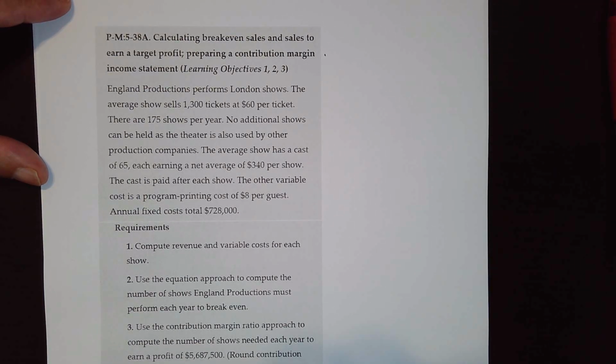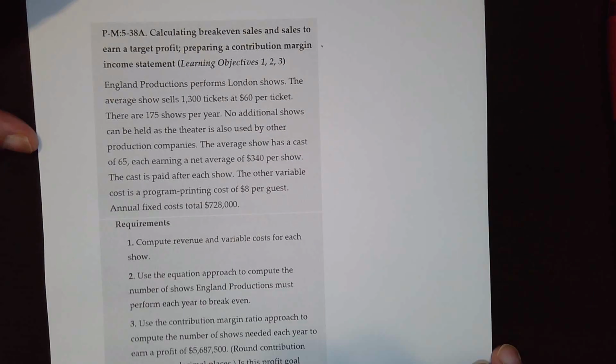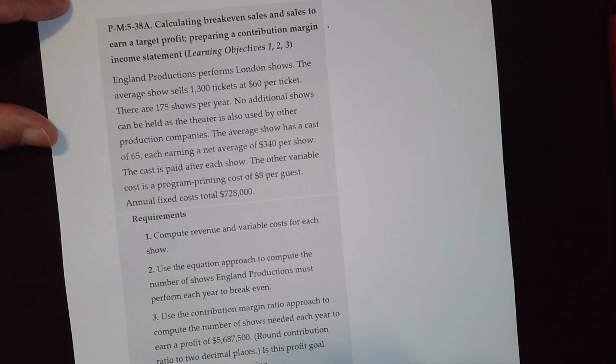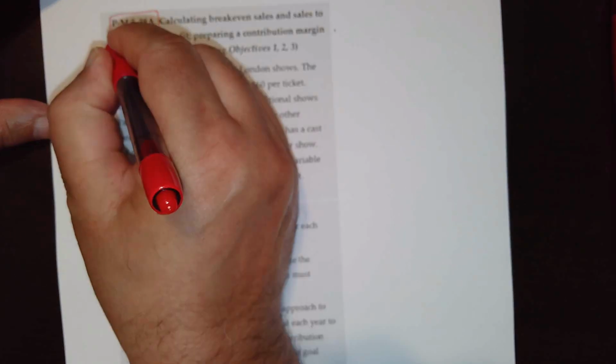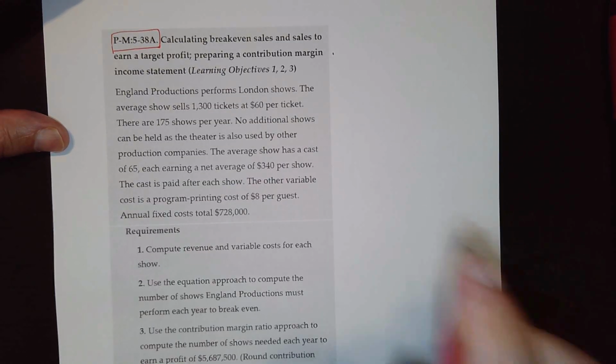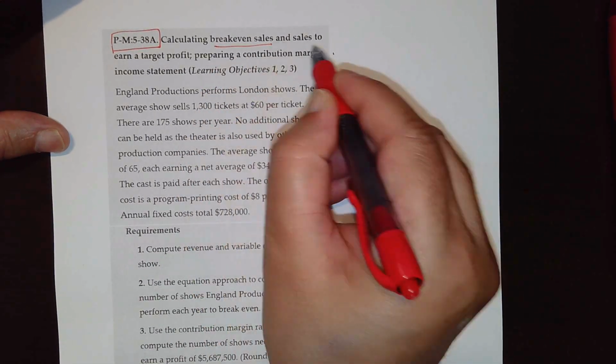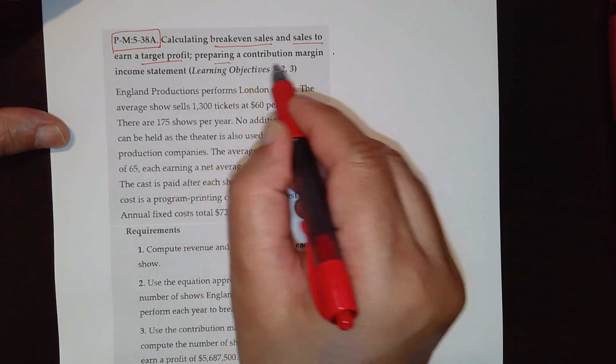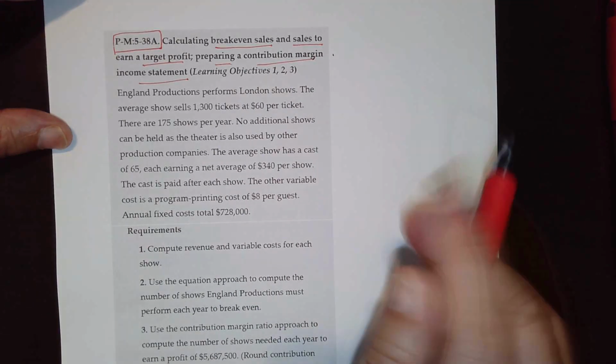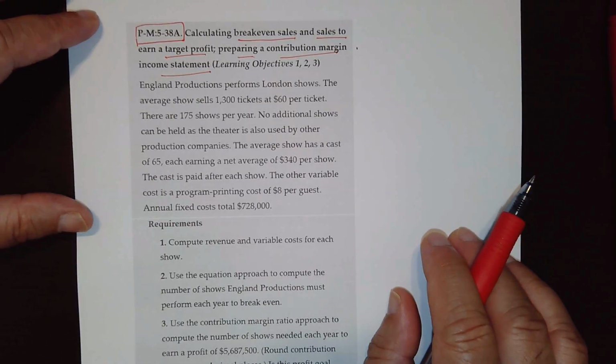Today we are going to work on a chapter 5 problem. Chapter 5 is cost volume profit analysis, and for this I have selected this question from the end of the chapter problems. We're going to calculate the break-even sales and sales to earn a target profit, and then we will prepare a contribution margin income statement. So let's talk about the problem first.